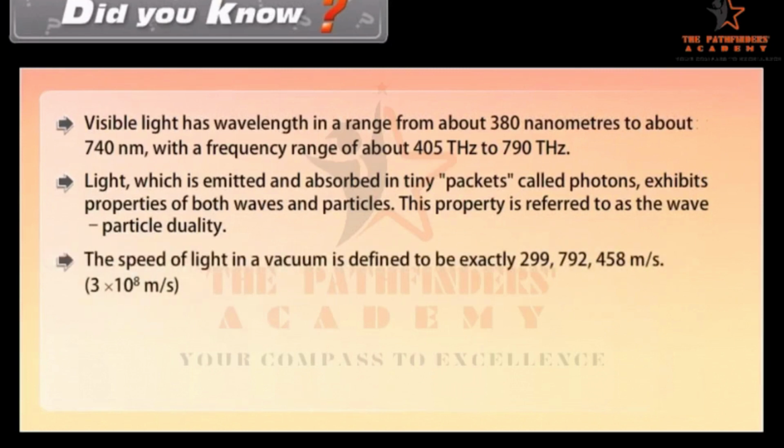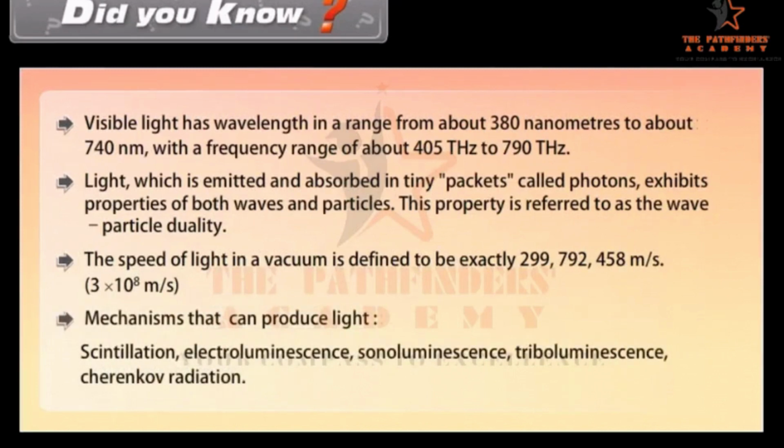The speed of light in a vacuum is defined to be exactly 299,792,458 meters per second, that is 3 into 10 raised to the power 8 meters per second. Mechanisms that can produce light: scintillation, electroluminescence, sonoluminescence, triboluminescence, Cherenkov radiation.